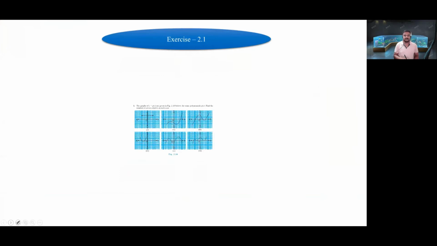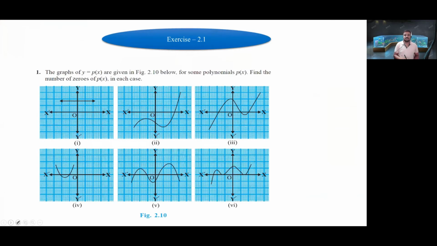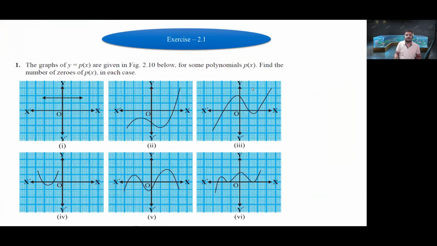Exercise 2.1. This is the first question. What they have said, the graphs y is equal to p of x are given in figure 2.10 below for some polynomial p of x. Find the number of zeros of p of x. So in the first figure, tell me how many zeros are there.